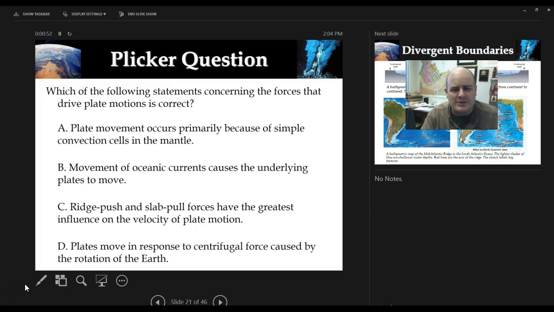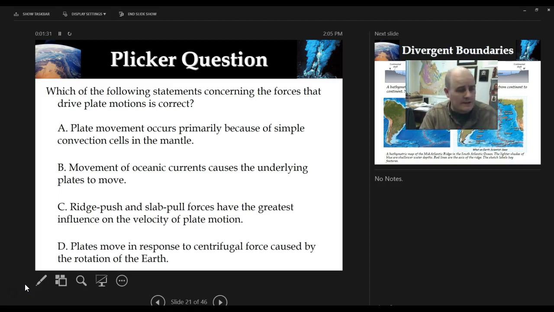So this is kind of a review statement, just going to help us at the outset. Which of the following statements concerning the forces that drive plate tectonic motions is correct? Plate motion occurs primarily because of simple convection cells in the mantle. That is partially true, where convection cells actually start this off. They initiate it, but they don't drive it. Movement of oceanic currents causes the overlying plates to move. That's not strong enough. Ridge push and pull forces have the greatest influence on the velocity of plate motion, and that's absolutely true. The last one is one that Alfred Wegener tried to put in as his mechanism, but it's just not possible. The forces are not strong enough.